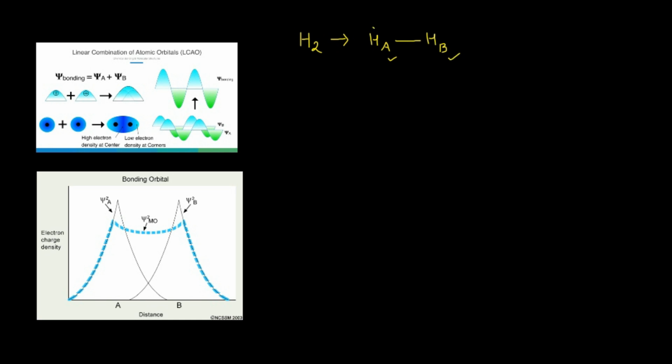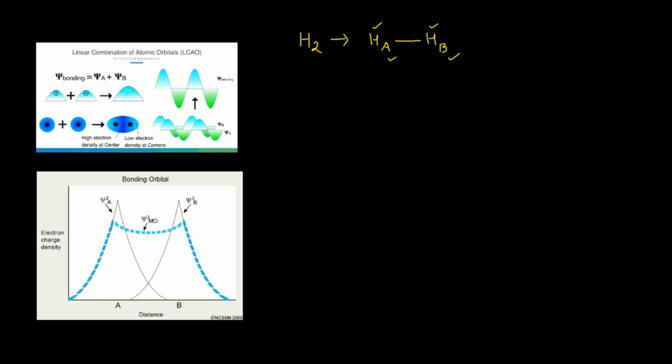However, these two are perfectly identical, and the linear combination of atomic orbitals holds good only for diatomic molecules where both the atoms are exactly the same. But when they are heteronuclear, then the linear combination of atomic orbitals shows variations or fluctuations, right?